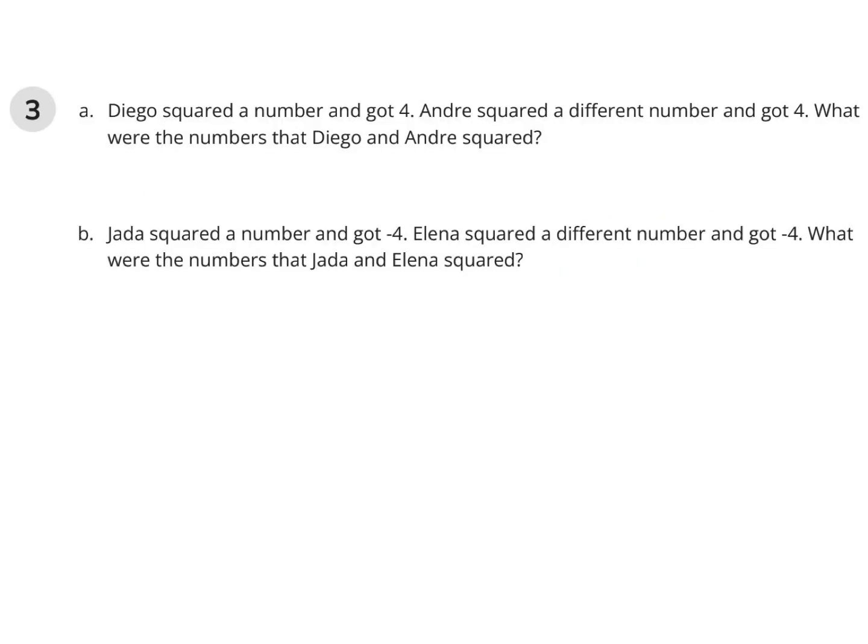Okay, Diego squared a number and got 4. Andre squared a different number and got 4. What were the numbers that Diego and Andre squared? So obviously, the square root of 4 is 2, and Andre squared -2. Now, Jada and Elena are coming around, and they're squaring 2 different numbers. What were the numbers that Jada squared? 2i, and Elena squared -2i. So it works just like positive square roots, but instead of the number, you get i.